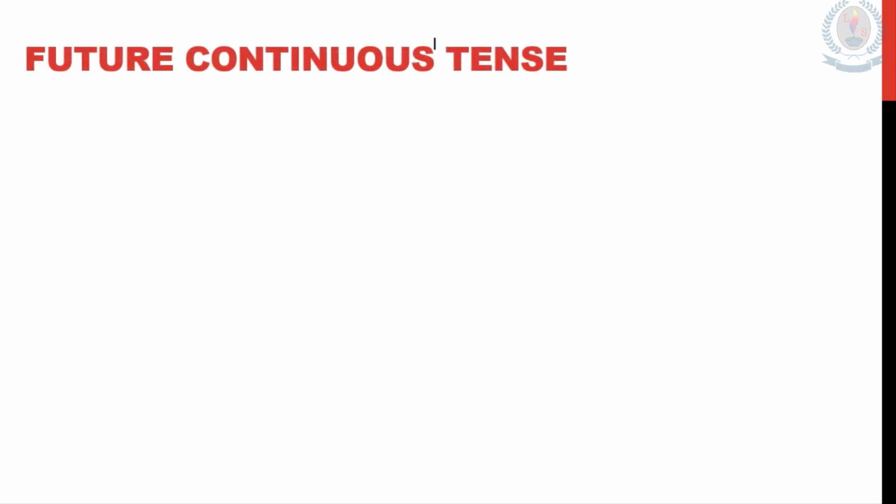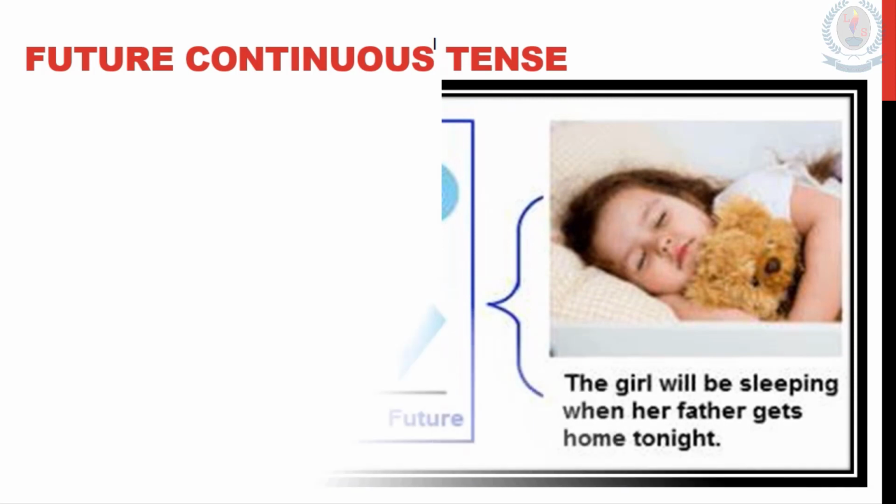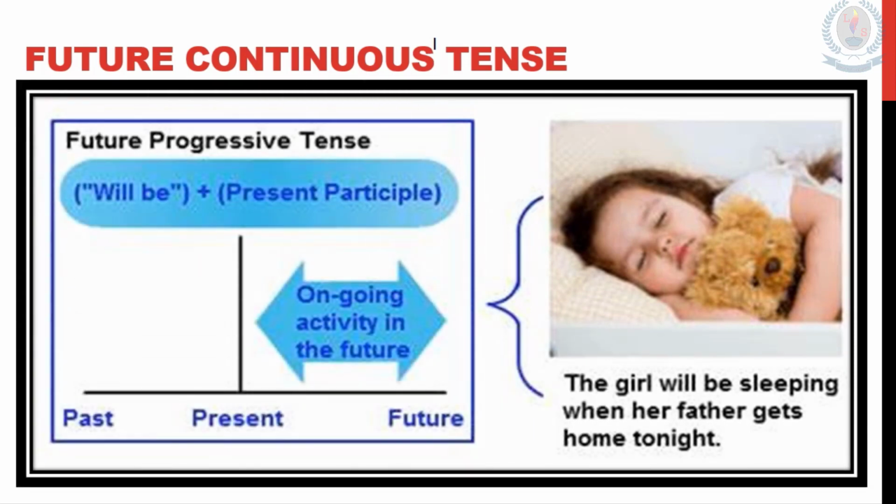Here is the future continuous tense. We can call it future continuous tense or else future progressive tense. So will be added with the present participle. So it is an ongoing activity in the future. Like I'll be, you'll be, will be. So the girl will be sleeping when her father gets home tonight.